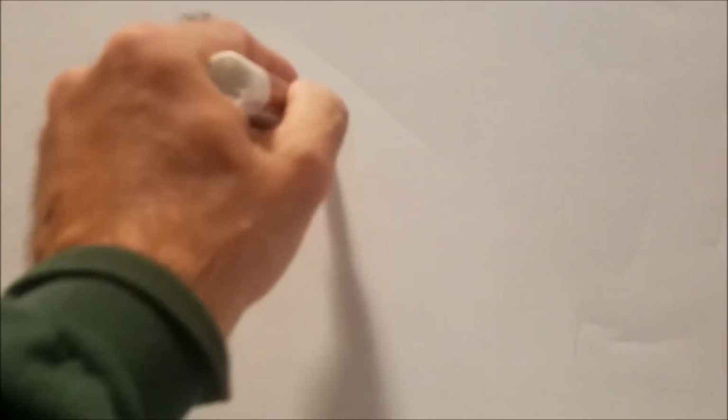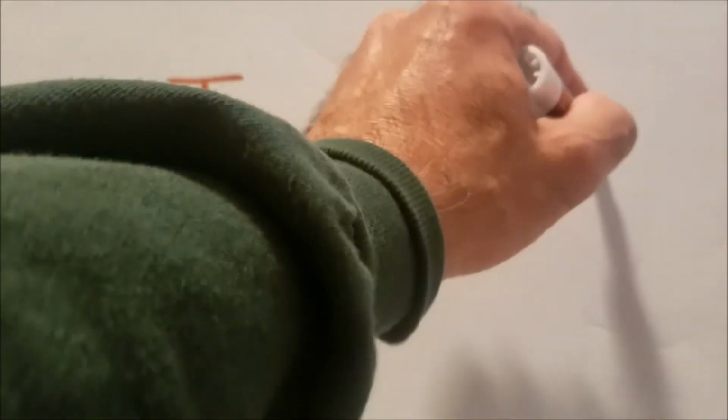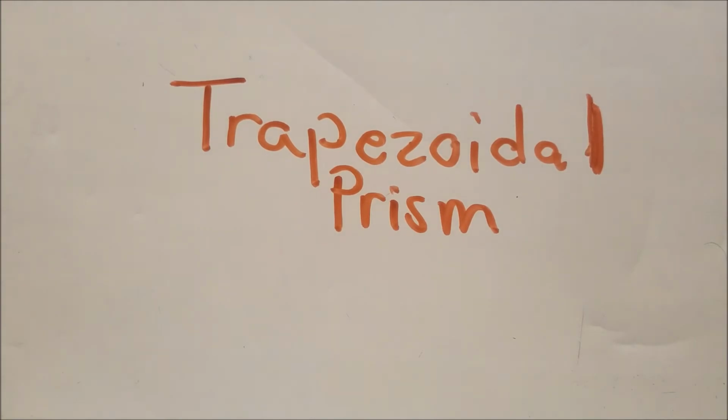So I'll write it here. Trapezoidal prism. If it says trapezoidal, that means it has a trapezoid in the prism, and the bases would be a trapezoid, or the fronts, which could also be the base. So let's draw one, a trapezoidal prism, and then we'll figure out the area of it.